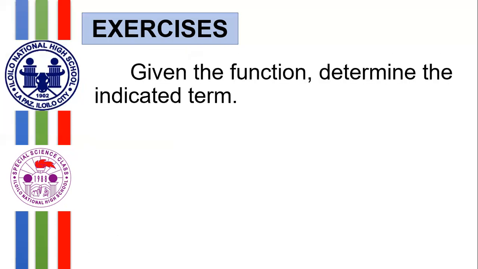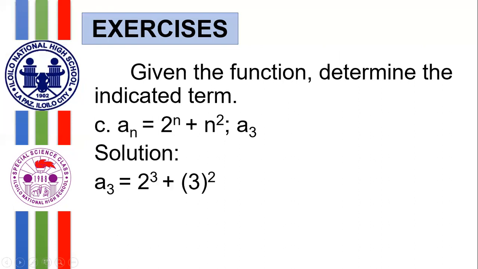Letter C. If a sub n is equal to 2 raised to n plus n squared, what is the value of a sub 3? So since our subscript here is 3, we will replace all n's here with 3. So we have a sub 3 equals 2 cubed plus 3 squared.